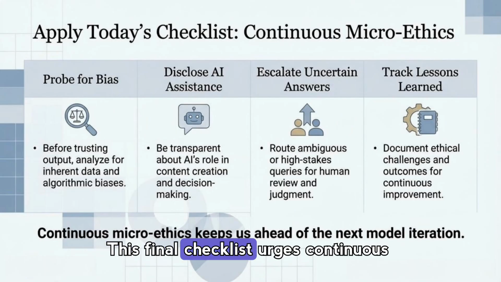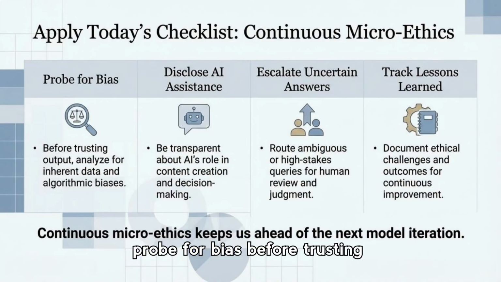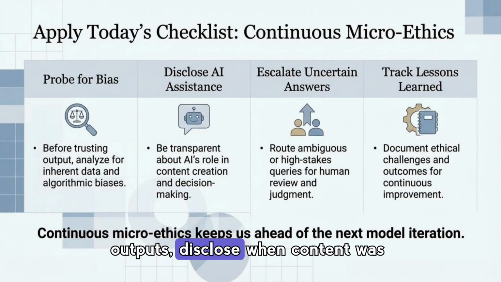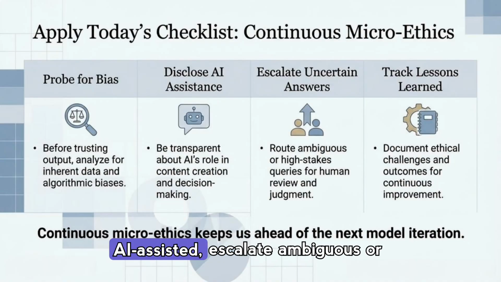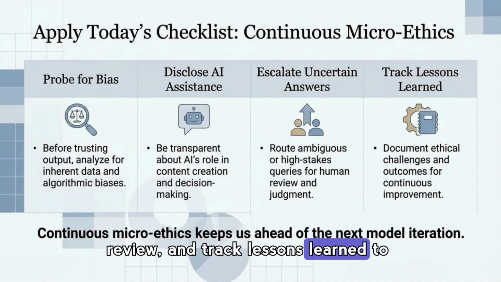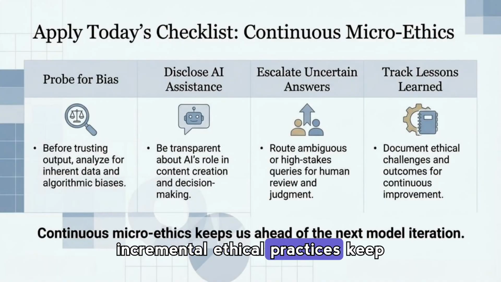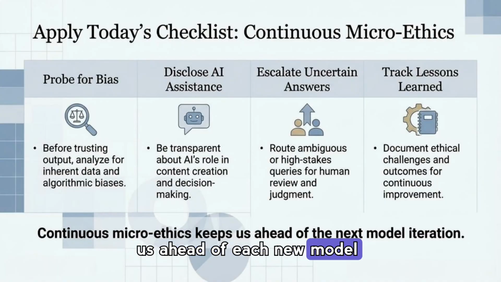This final checklist urges continuous microethics in everyday AI use. Probe for bias before trusting outputs. Disclose when content was AI assisted. Escalate ambiguous or high stakes queries for human review, and track lessons learned to improve systems over time, because incremental ethical practices keep us ahead of each new model iteration.